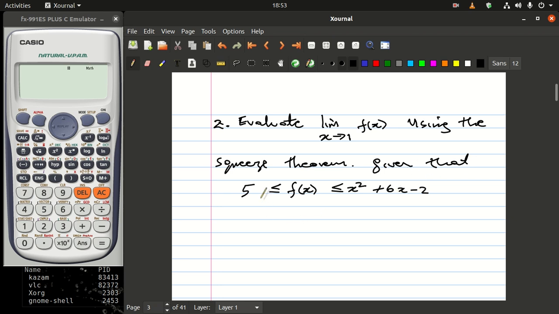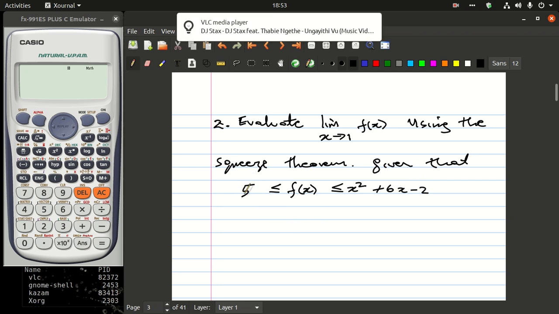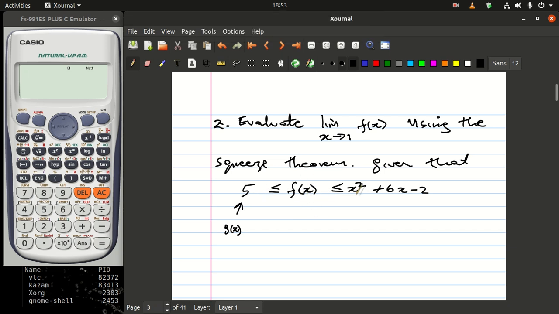So here I am already given the functions. I'm given this function here as g of x equal to 5, and f of x, we don't know what it is, but it is given that it is always less than or equal to this function, which I'm going to call h of x. Now what I'm going to do here, I will look at the limit as x approaches 1 of g of x, which is 5.